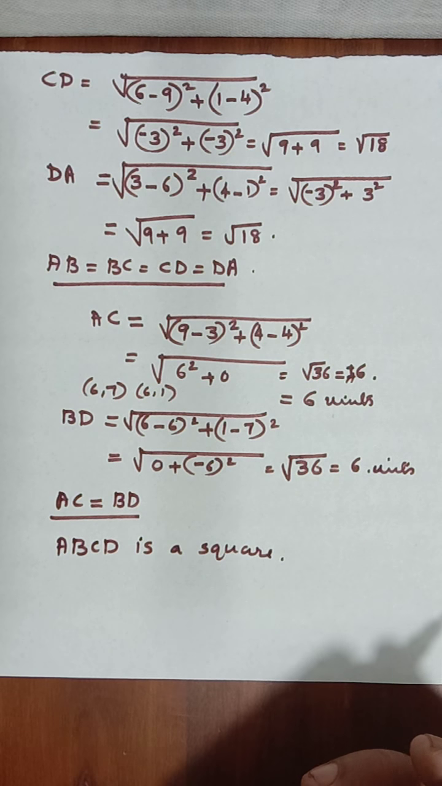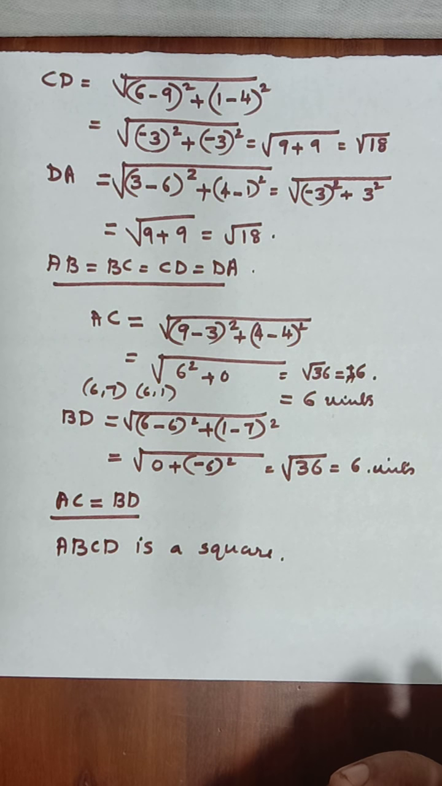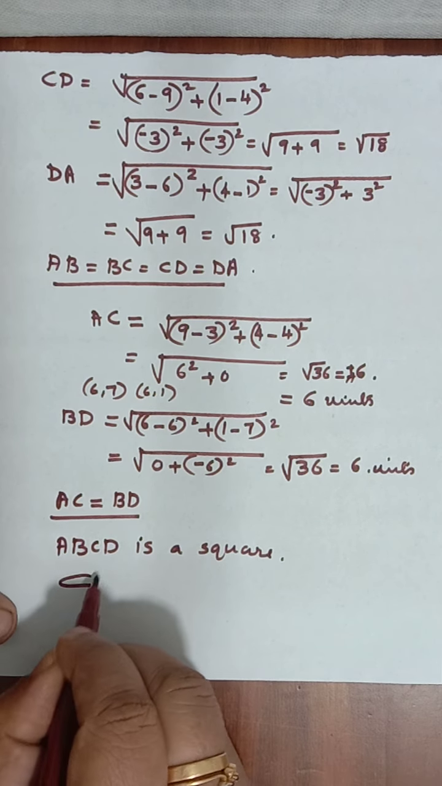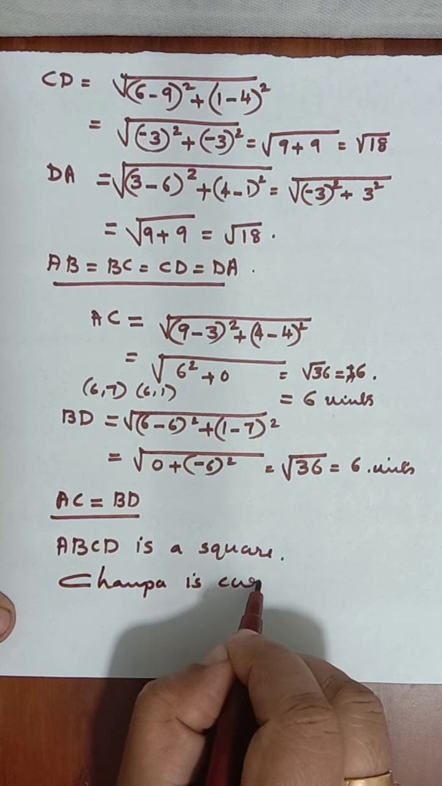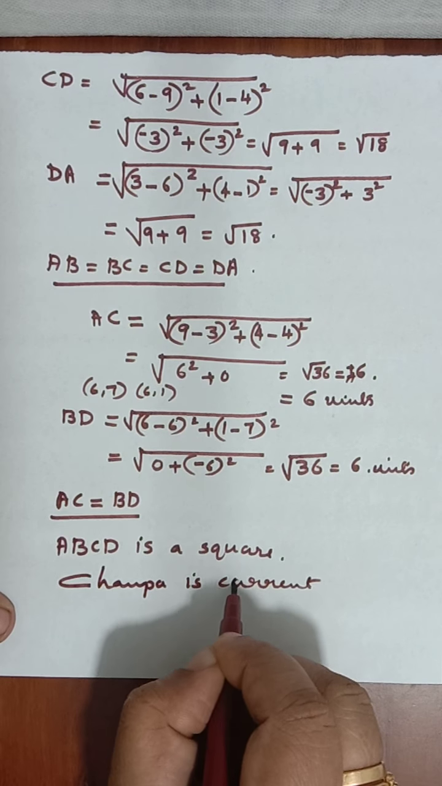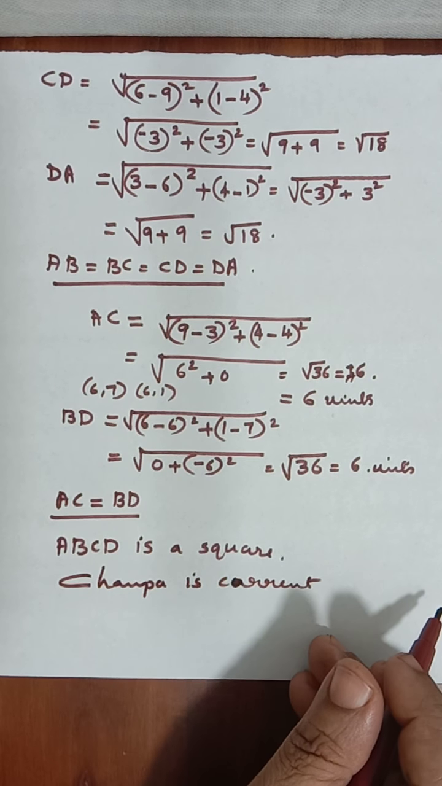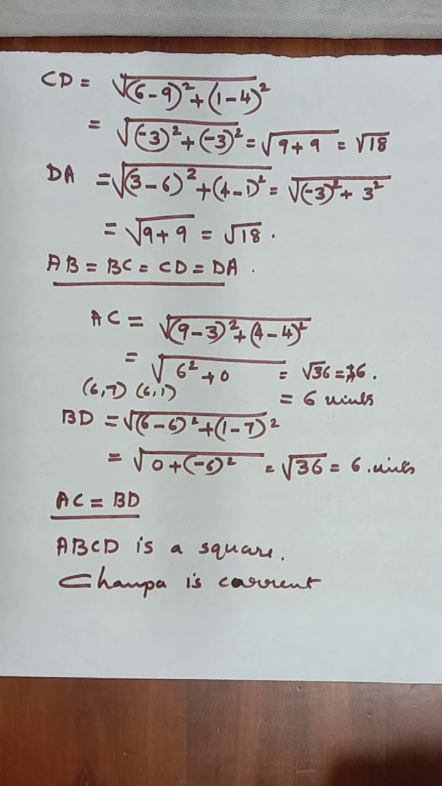So who is correct here? Chameli walks into the class. Chamba and Chameli walk into the class and after observing for a few minutes, Chamba asks Chameli, don't you think ABCD is a square? So what Chamba says is correct. ABCD is a square. Chamba is correct, not Chameli. Okay, Chamba is correct.